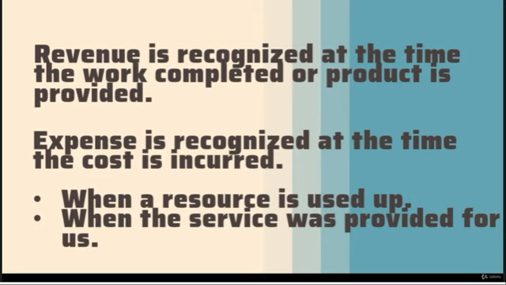So if we use the resource up, for example, we use up some supplies, that's when we would consider an expense. Not when we bought the supplies, not when we paid for the supplies, but more about when we used them up. Or when the service was provided for us. In other words, if we paid to have someone do our taxes, we would consider an expense at the time the taxes were done for us, not when we paid for the taxes. So the difference between accrual basis and cash basis is really about timing.